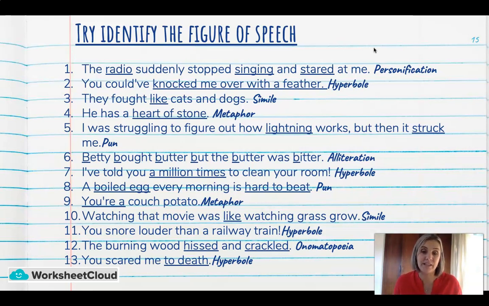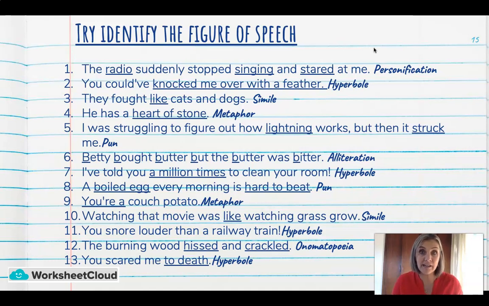So it's a complete over-exaggeration. Number 8, a boiled egg. Every morning is hard to beat. Eggs you can beat if you do them from raw. So a boiled egg, every morning is hard to beat. There's the play on words, a little bit of a joke. There's your pun.